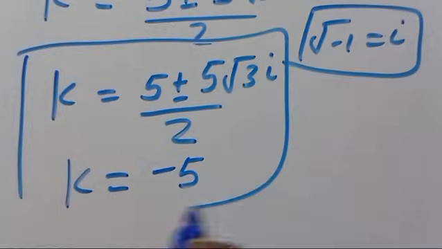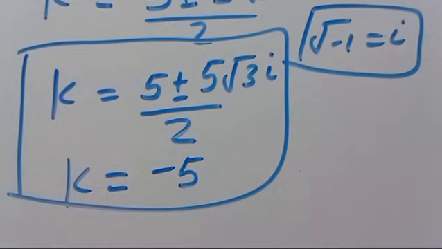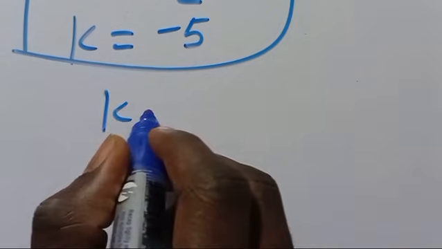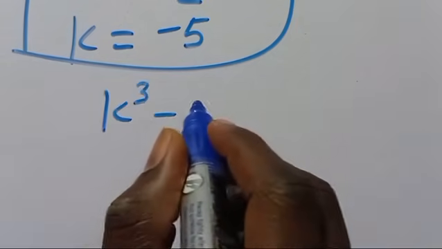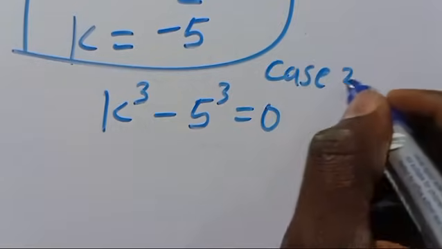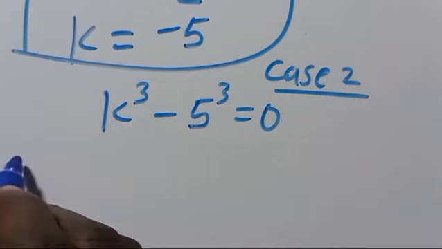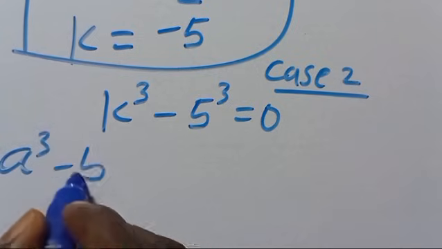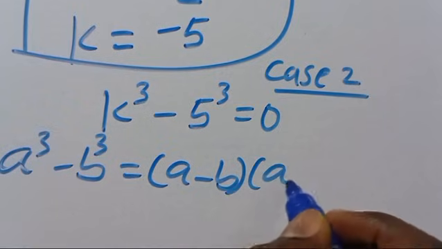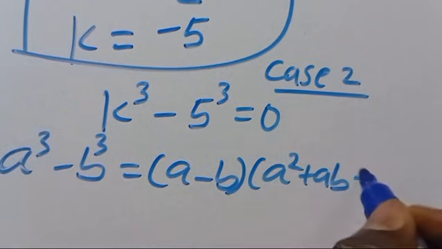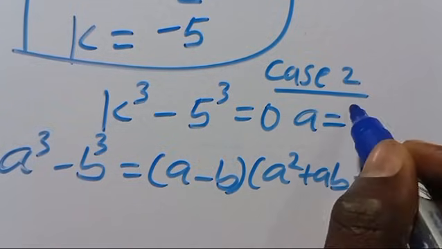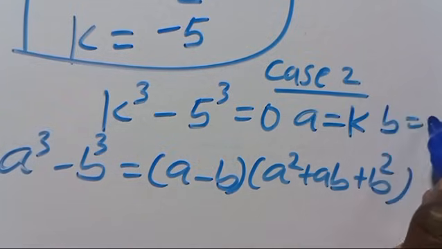So that is from case 1. Then let's also check case 2, where we have k to the power of 3 minus 5 to the power of 3 equals 0. This will be our case 2. And recall that when we have a to the power of 3 minus b to the power of 3, it always equals a minus b multiplied by a squared plus ab plus b squared, where we are going to have our a equals k, then our b equals 5.